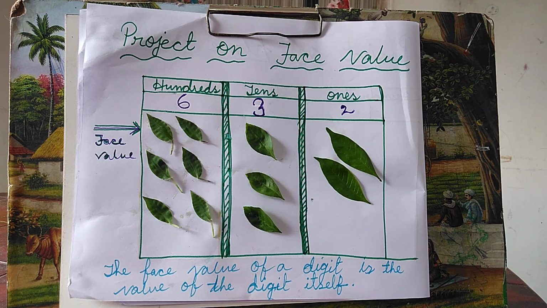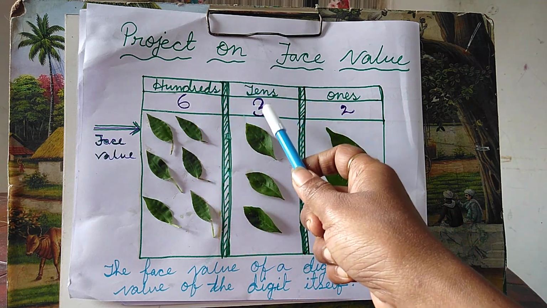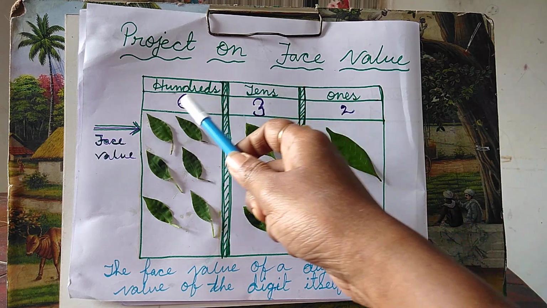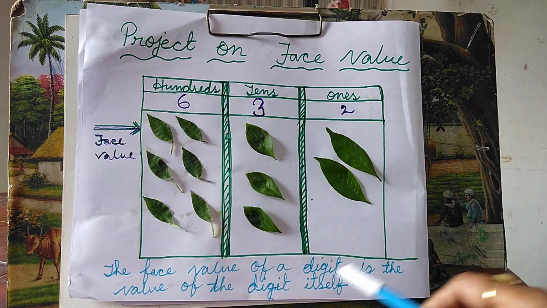Children, the face value of a digit is the value of the digit itself. See children, this is a number, 632. We have to find out the face value of each digit and then we have to make the project.